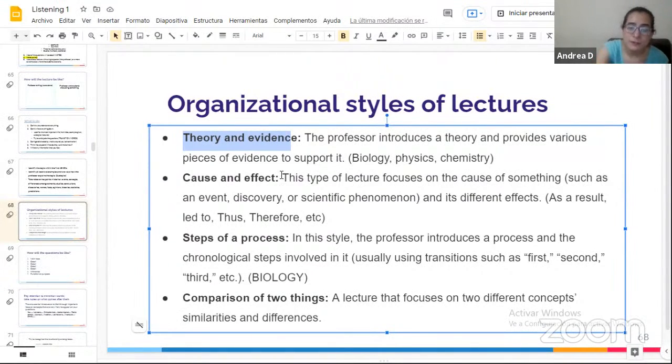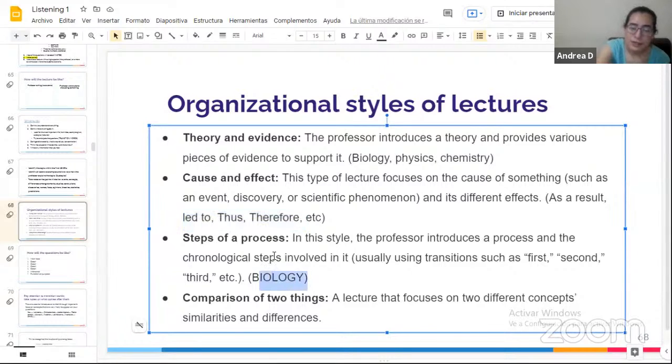Maybe you have cause and effect. So if it's pollution, maybe you can have something like the effects of pollution or the causes of pollution. You know, when you have events, discoveries, phenomena, usually you will figure that out by the transitions. So if you have something like as a result, thus, therefore, that's probably cause and effect.